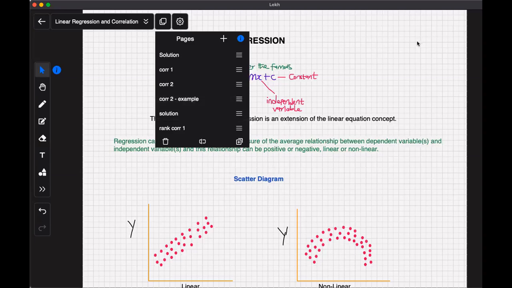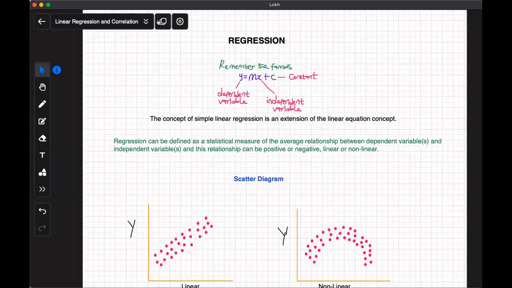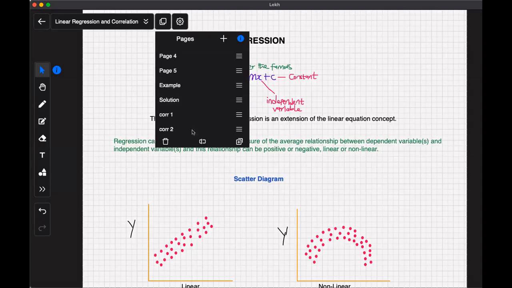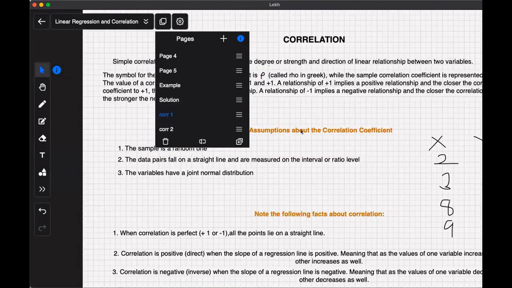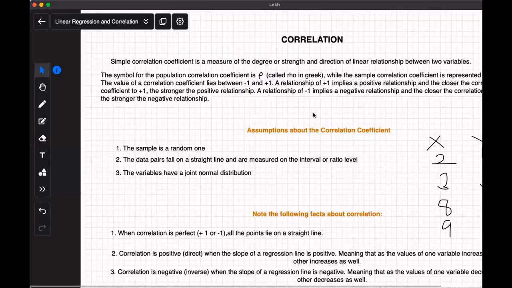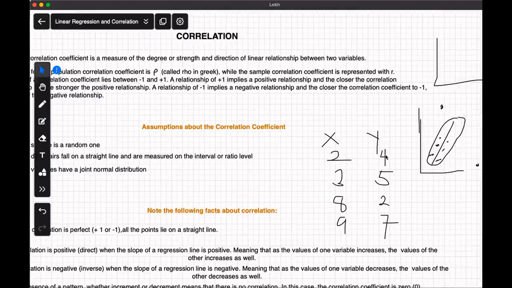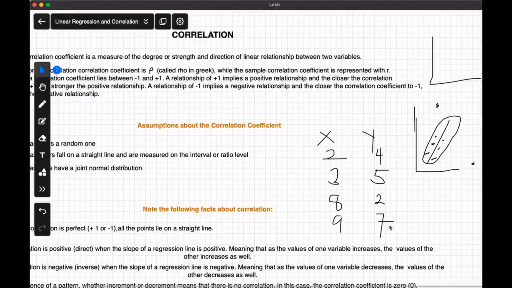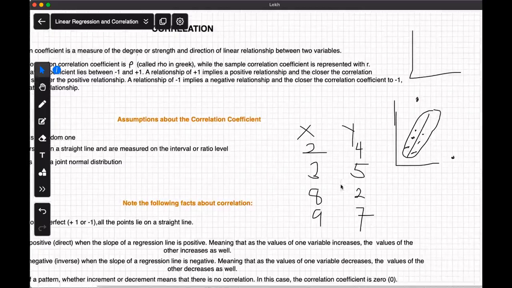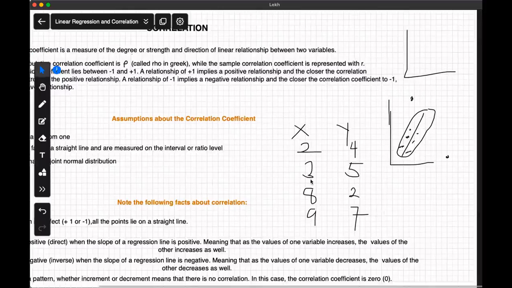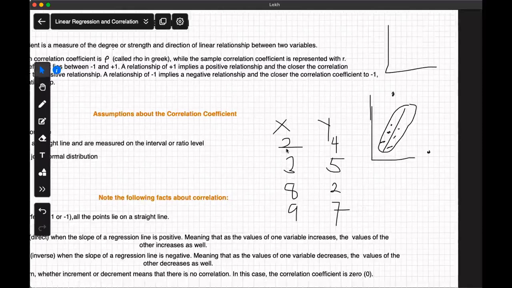Now we have situations where we want to check the correlation between two things. Looking at the fact that as x is increasing, y may be increasing. That's a possibility. As x is decreasing, y may be increasing. That's another possibility. So in this case now, x is increasing, y is also increasing.